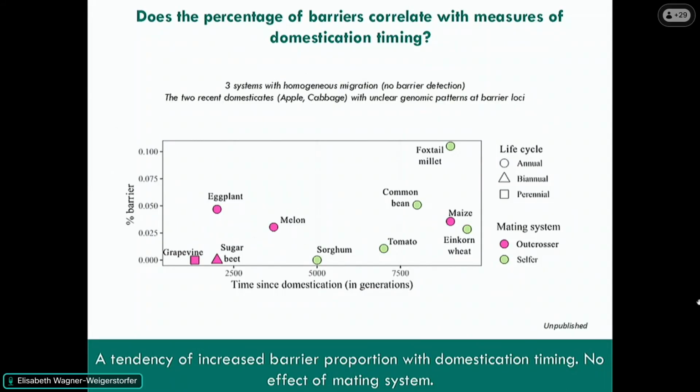All of these are unpublished results, and also very recent ones. But basically, we find a tendency between the percentage of barrier loci detected and the time since domestication: a tendency of increased barrier proportion with domestication timing, but no effect of the mating system. We could have thought that, for instance, for outcrossers there would be more intense selection for barrier loci than in self-fertilizing species, and we didn't find this.